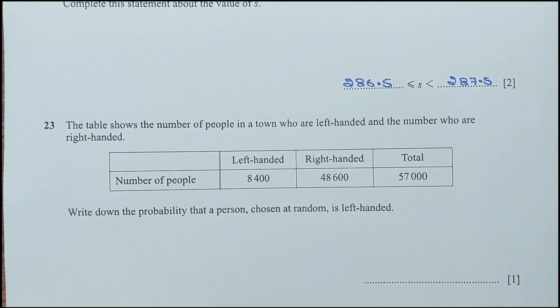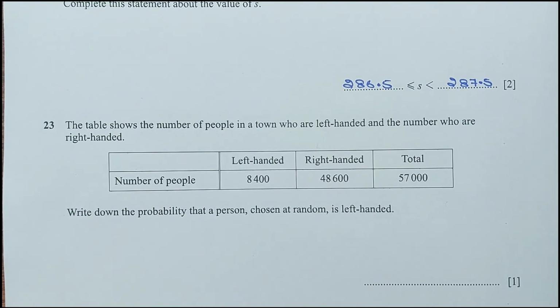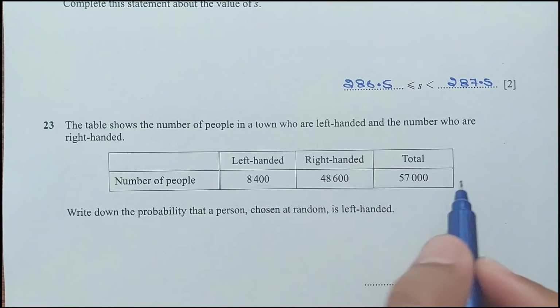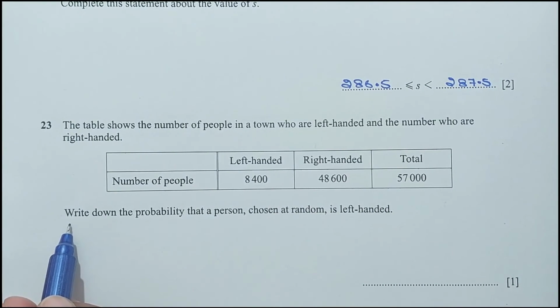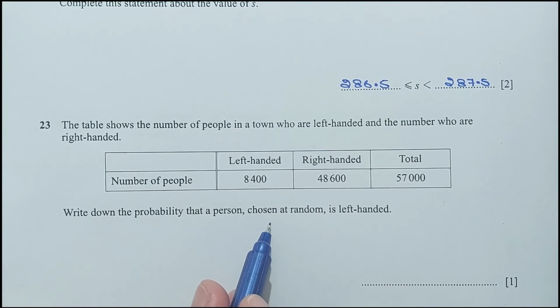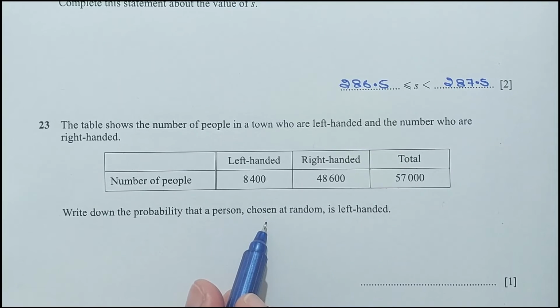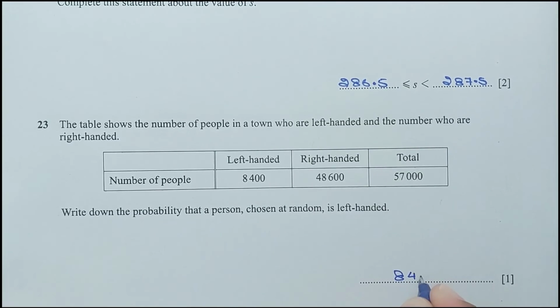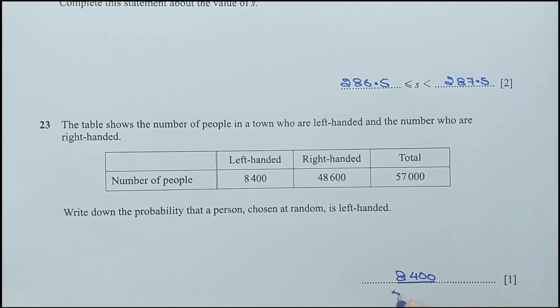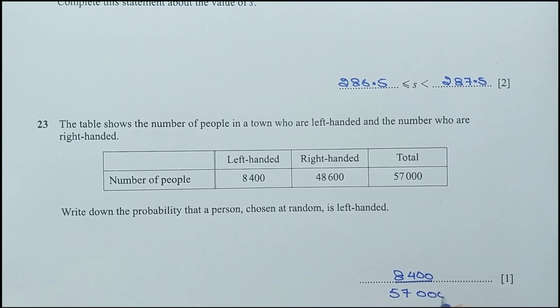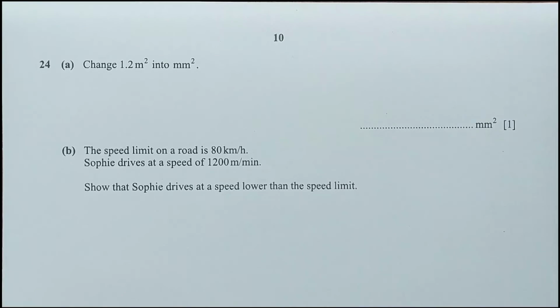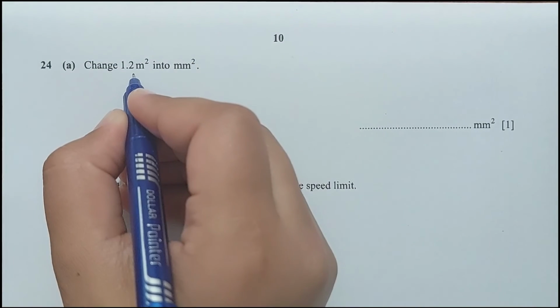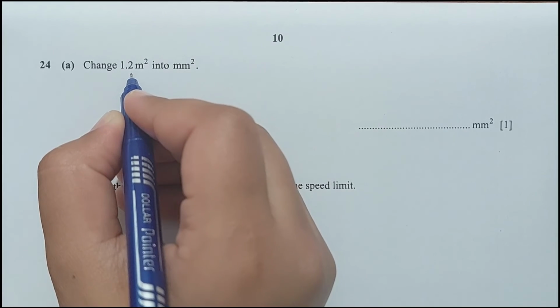Question number 23, the table shows the number of people in a town who are left-handed and the number who are right-handed. Okay, number of people left and right-handed and the total. Write down the probability that a person chosen at random is left-handed. So how many are left-handed? The left-handed are 8,400 out of the total, which is 57,000. That is the probability.